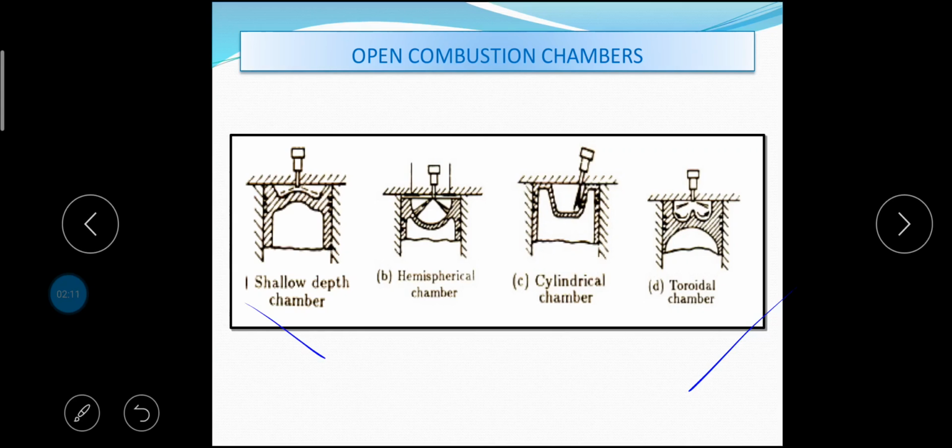This is the shallow depth chamber. In this chamber, the depth of the cavity provided in the piston is quite small. In a heavy spherical chamber, this chamber gives small squeeze. However, the depth to diameter ratio for a cylindrical chamber can be varied to give any desired squeeze to give better performance. This is the cylindrical chamber.